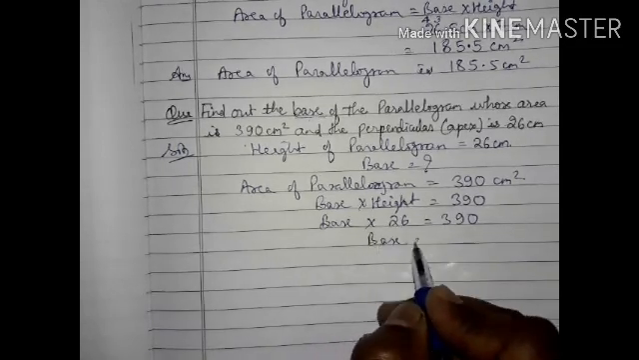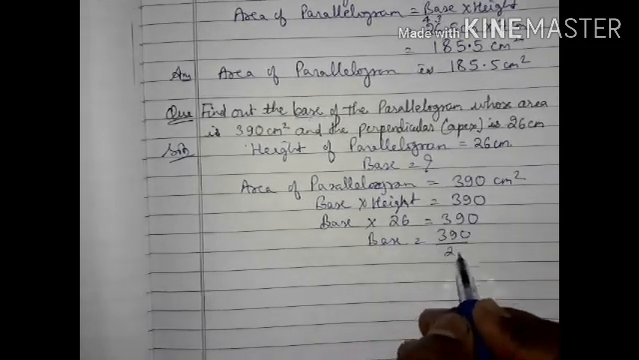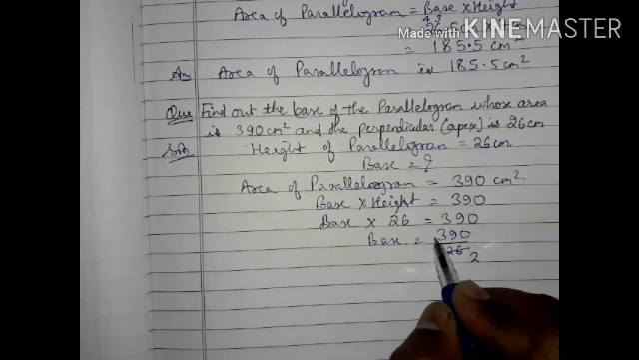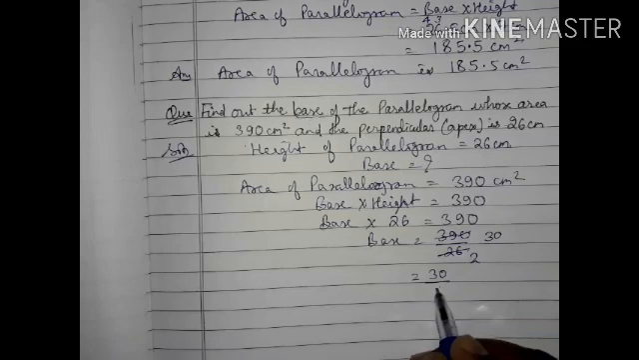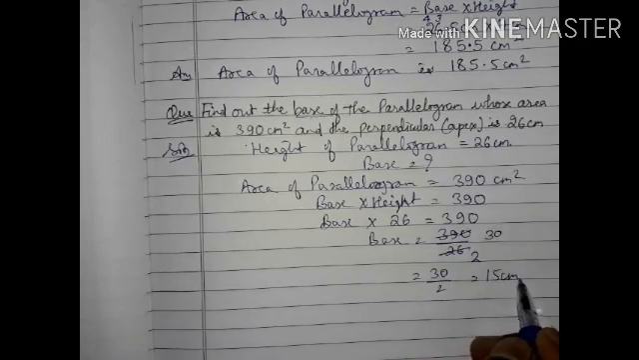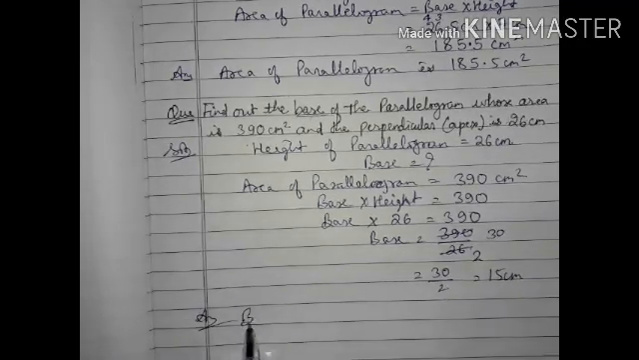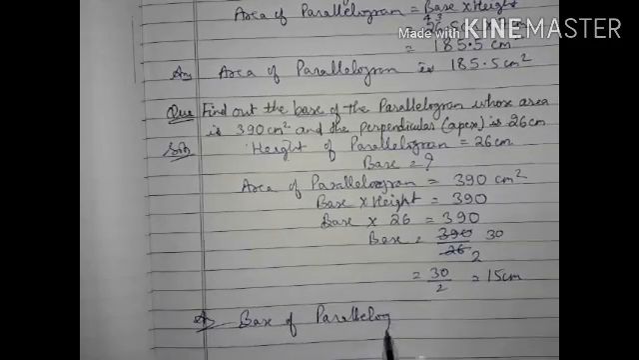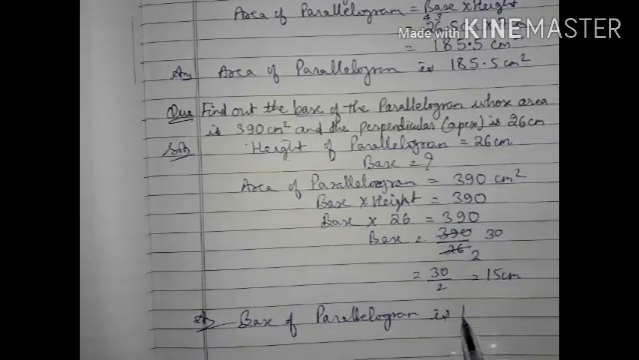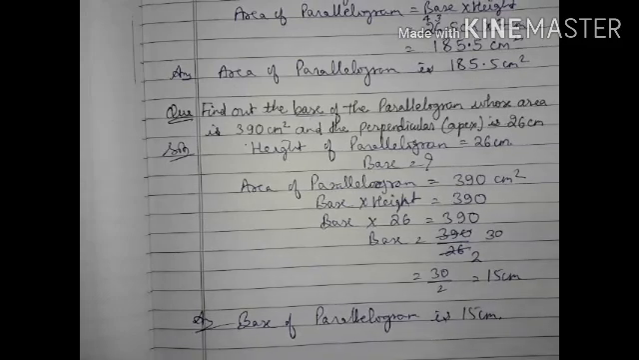So base is equal to 390 upon 26. 13 2s are 26, 13 3s are 39, 13 0s are 0. So 30 upon 2 means 15 centimeter. So the answer is: base of parallelogram is 15 centimeter.